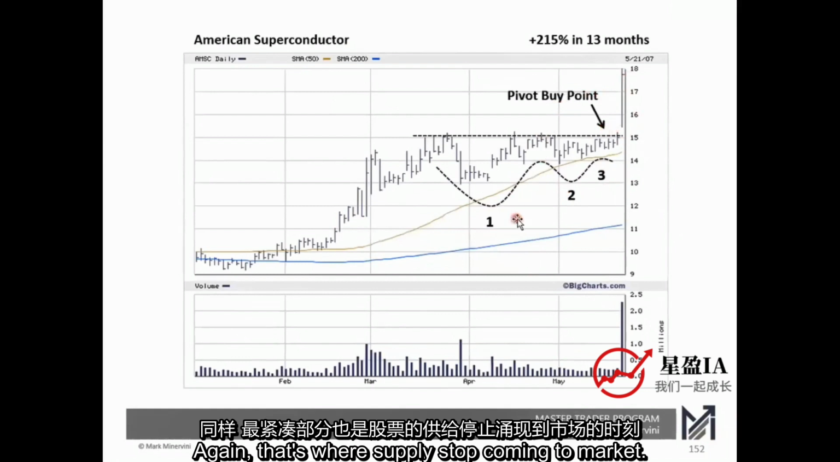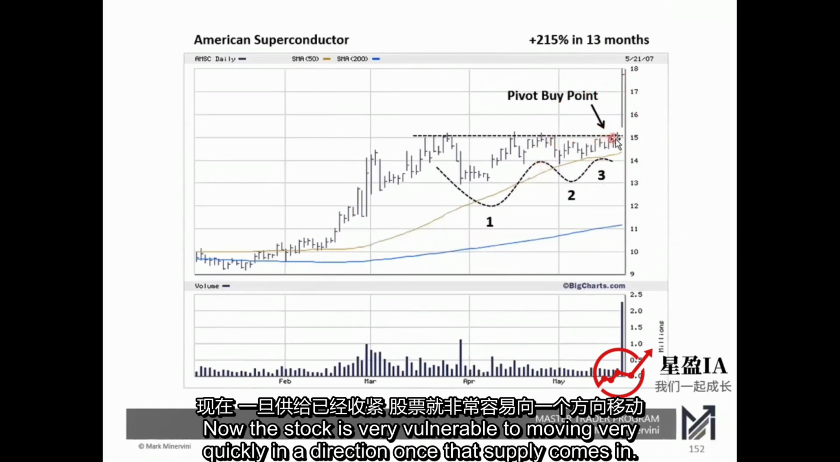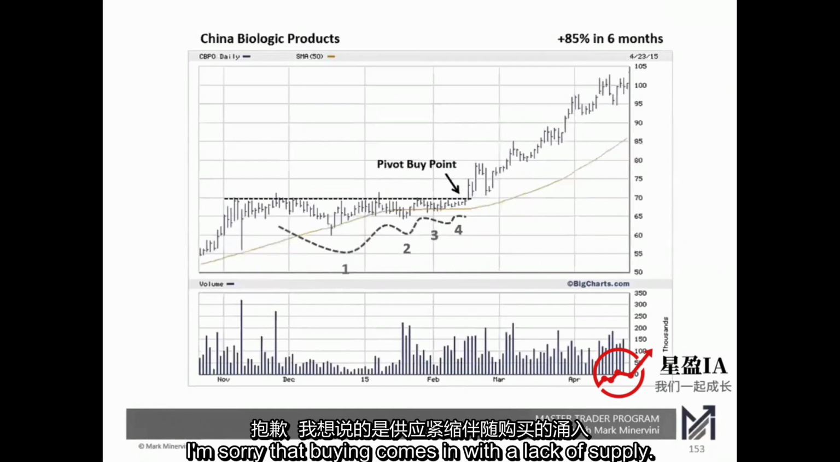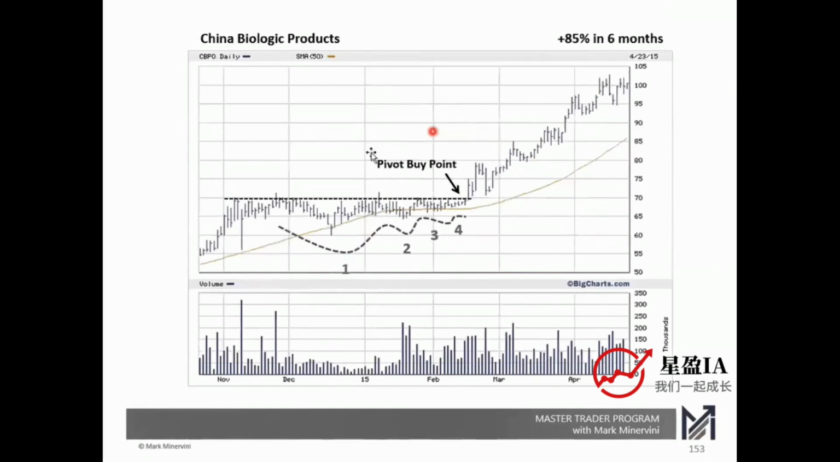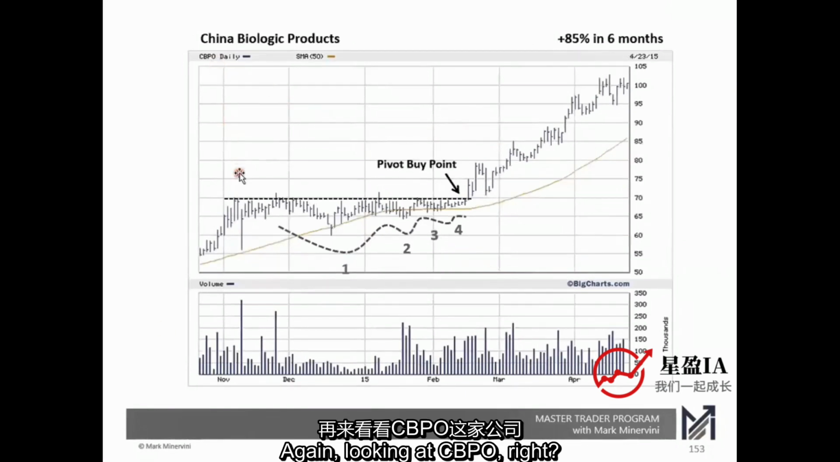Again, that's where supply stopped coming to market. And now the stock is very, very vulnerable to moving very quickly in a direction once that supply comes in. I'm sorry, that buying comes in with a lack of supply. So again, looking at CBPO, right?